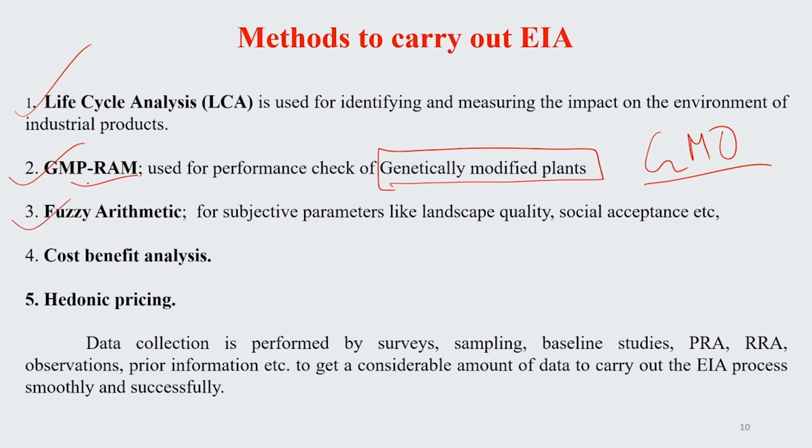Fuzzy arithmetic. These are actually methods for subjective parameters like landscape quality, social acceptance. Means you are going for a project, whether that project is socially accepted by the people residing there. So for those kinds of analysis, the fuzzy arithmetic method will help you. Cost benefit analysis, you know, that for that project how much you are going to spend and how much you are going to earn, and also ecological cost benefit you need to analyze. Hedonic pricing, this also helps to find out the impact of a project on the environment.